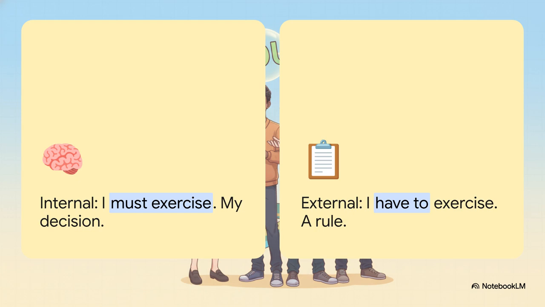But when you say, I have to exercise, well, that obligation is completely external. It's coming from an outside rule, like that doctor's order we just talked about, or maybe an external requirement like having to wear a school uniform or following a strict shift at your job. Grasping this subtle difference adds so much nuance to your fluency.